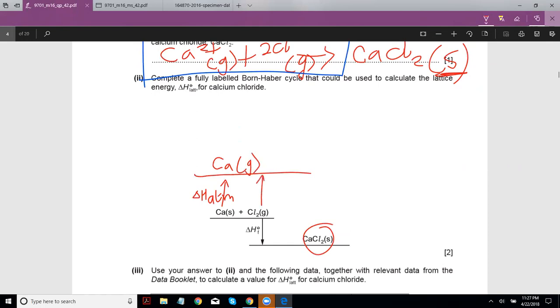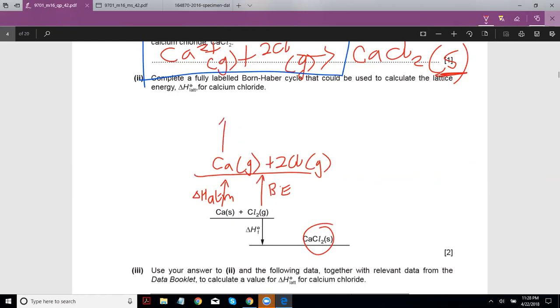Chlorine bond breaking. Break the bond of chlorine. So you have the bond energy of Cl2 gas. Then you have atomization. These are both endothermic processes, right?